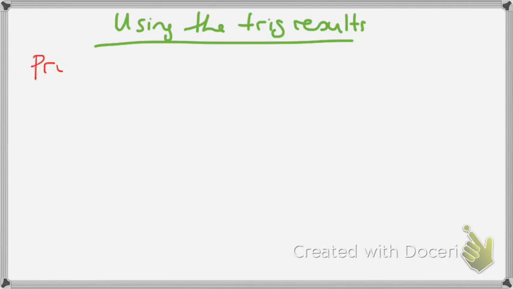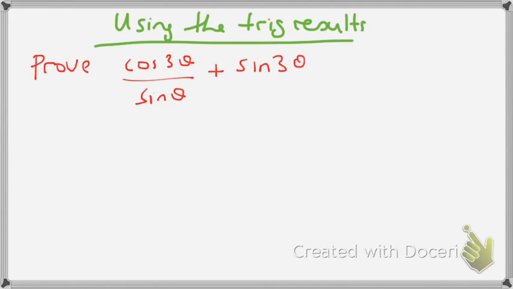So first example is to prove this identity: cos 3 theta on sine theta plus... I need to get a new stylus thingy. The little nub is too squishy for neat writing. Okay, so you have to prove that that is true.